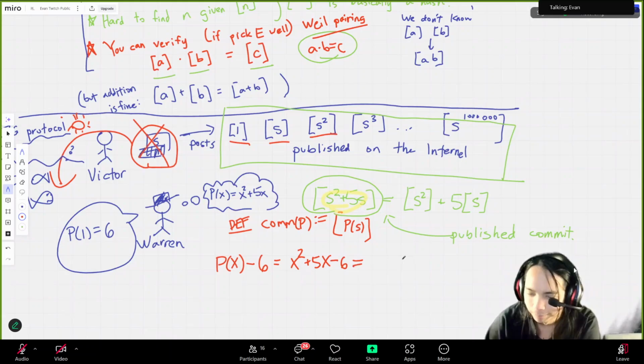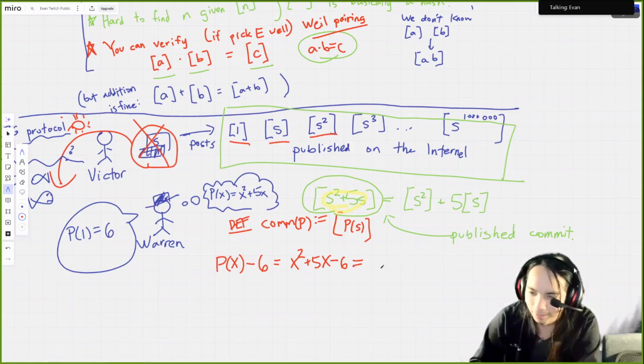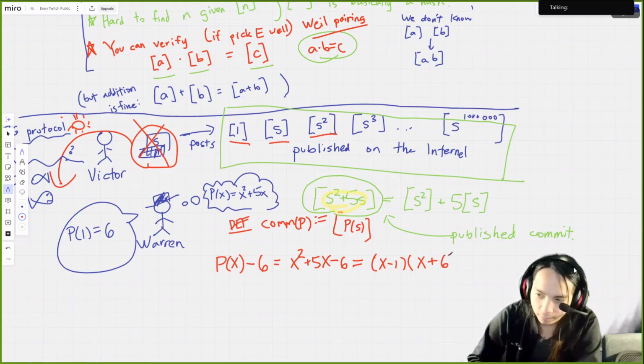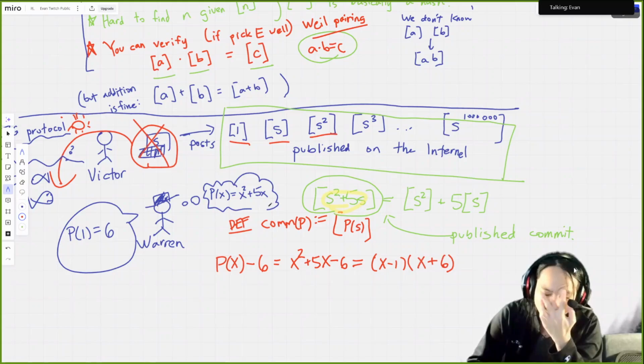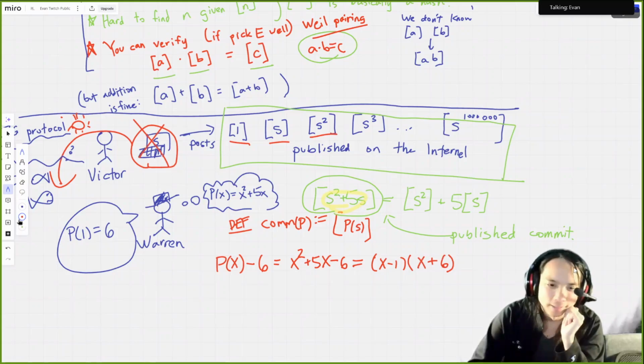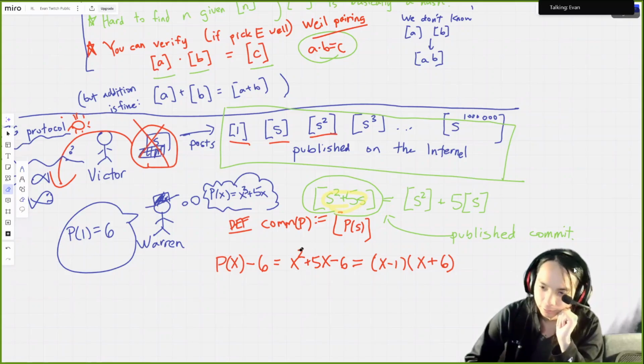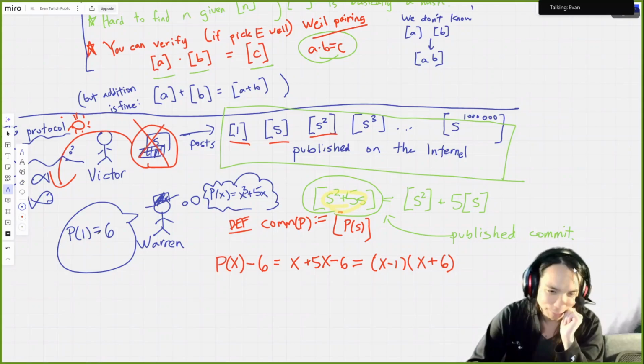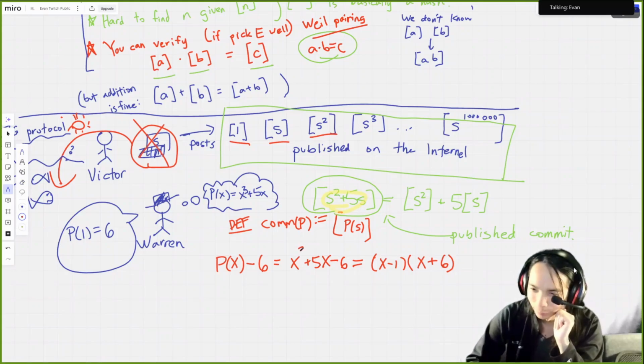How do you factor this thing? It's like x minus 1, x plus 6? Now I wish I picked a polynomial of higher degree. I want to change the example to x cubed plus 5x because I want the other factor to not be linear. Can someone tell me how x cubed plus 5x minus 6 factors?